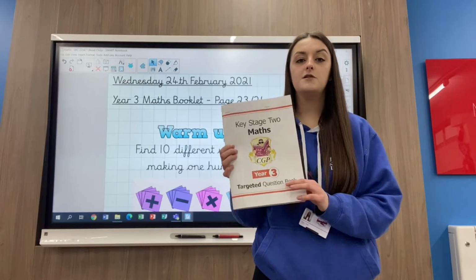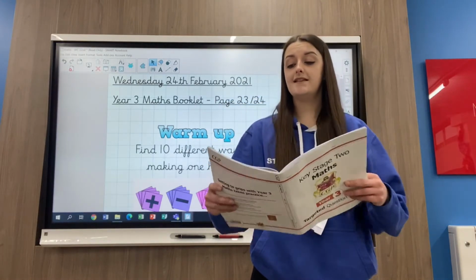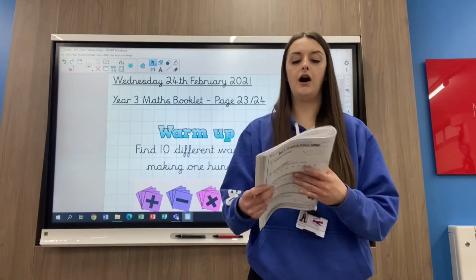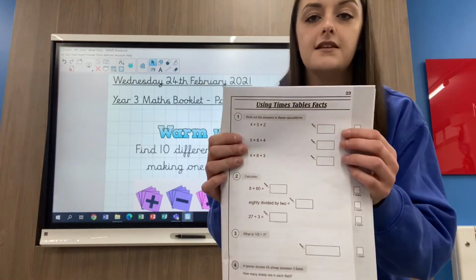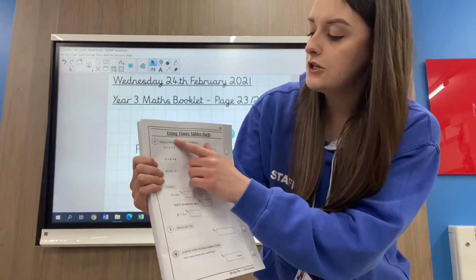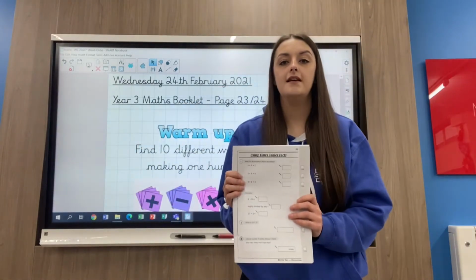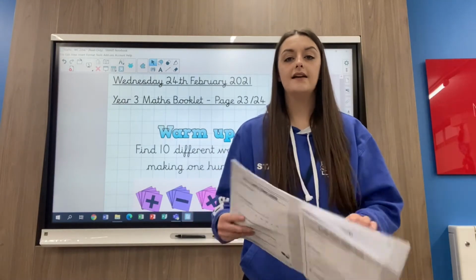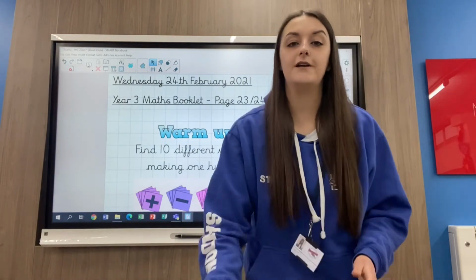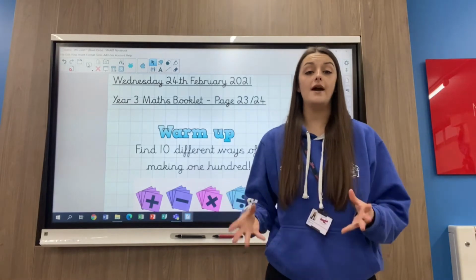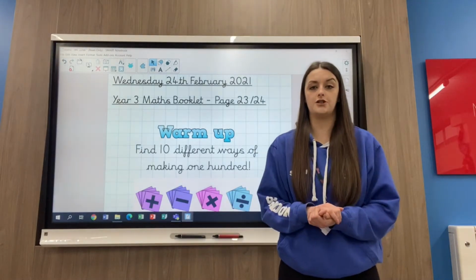Today we're going to be completing pages 23 and 24 in our maths booklets, which has got the title at the top of both pages, Using Times Table Facts. Now before we get on to that, let's warm ourselves up ready for our learning today and have a look at some of the question types and our learning question.